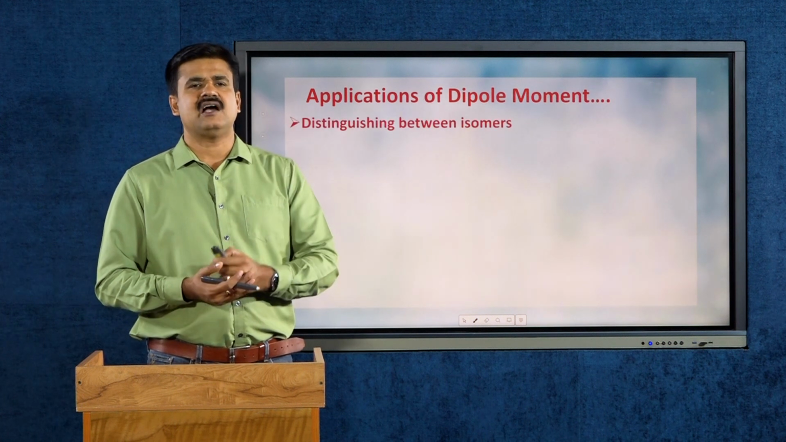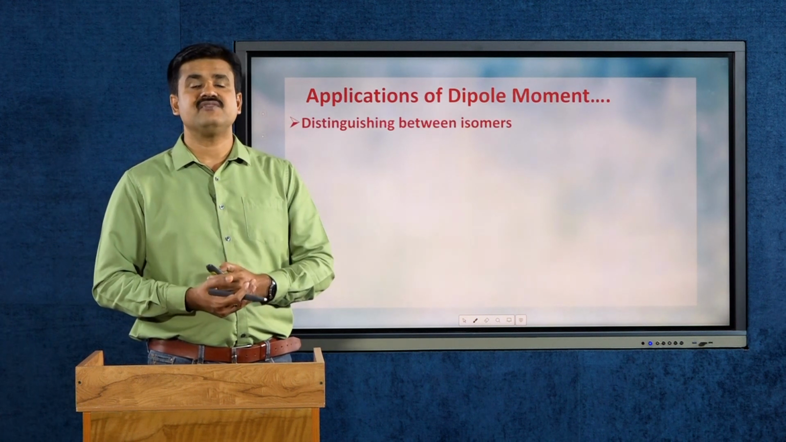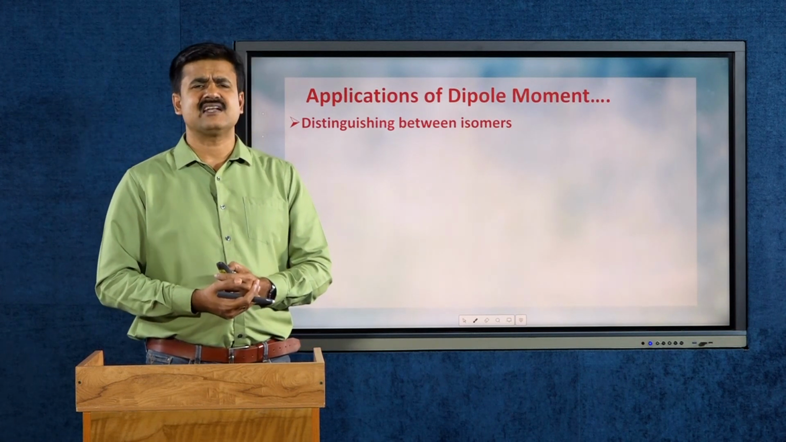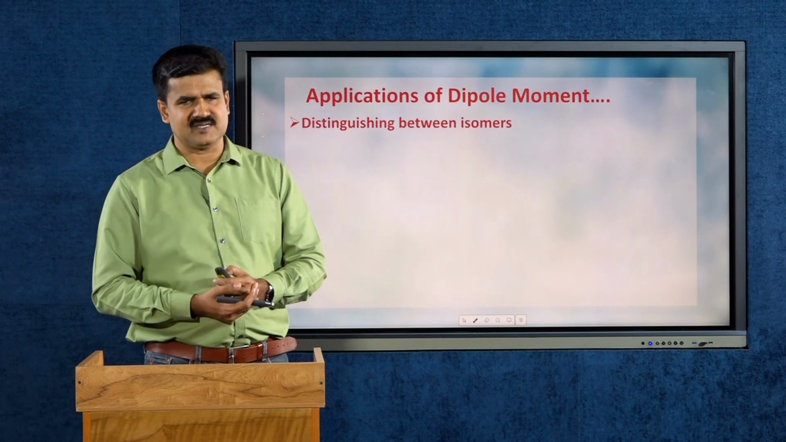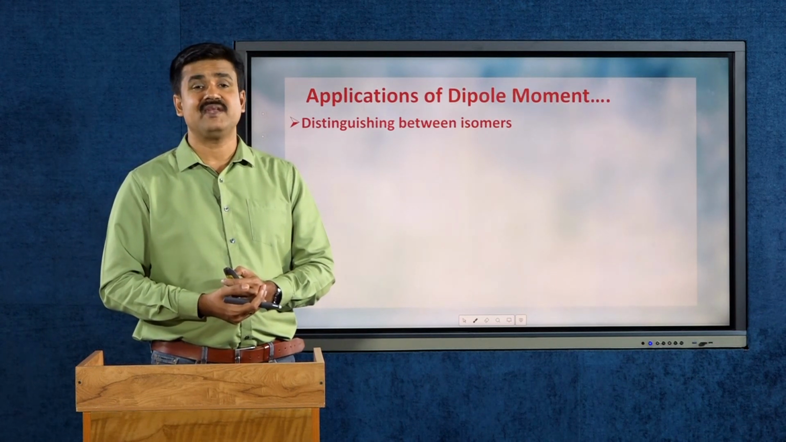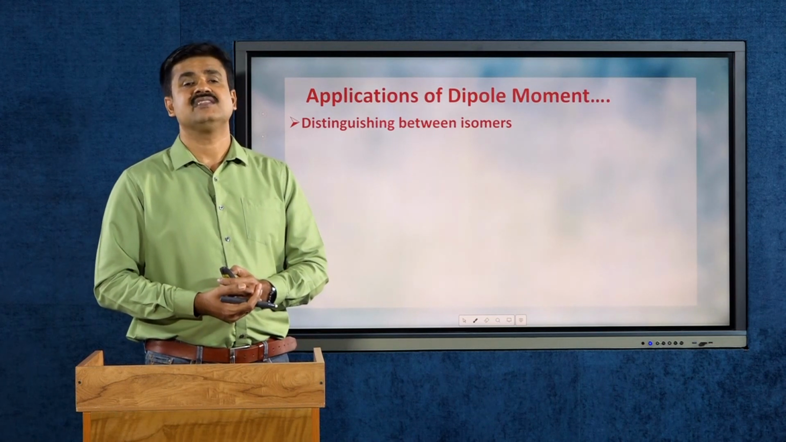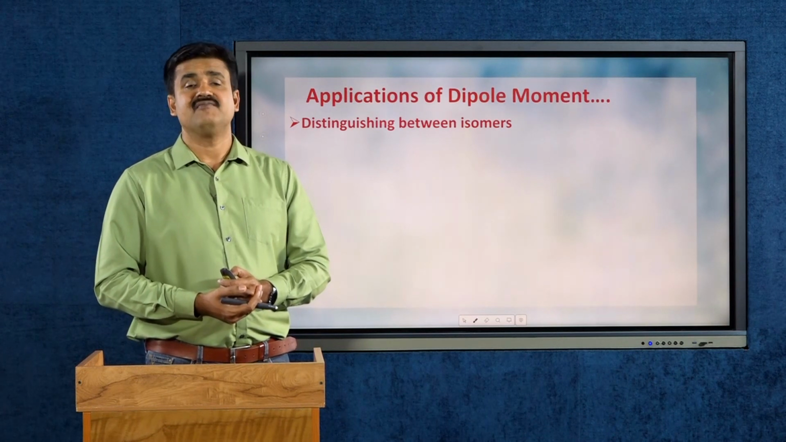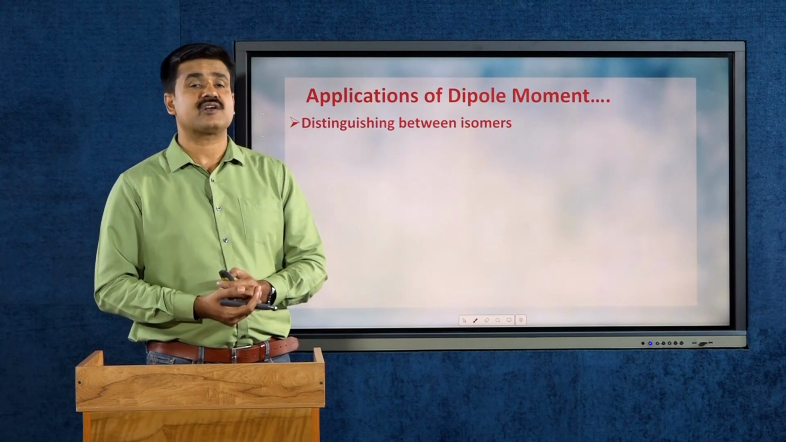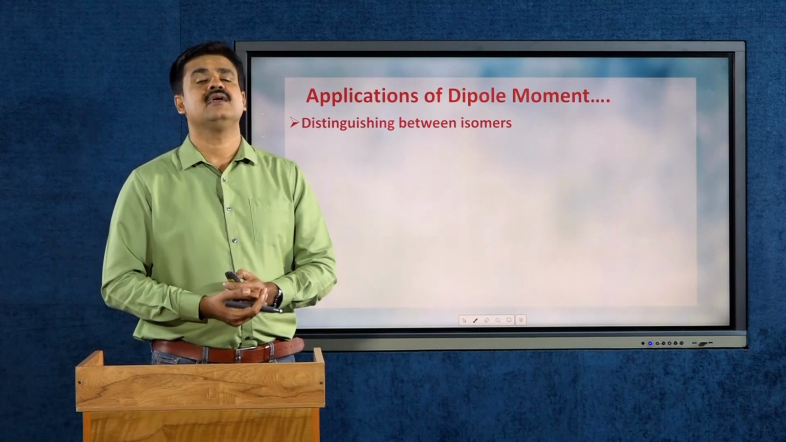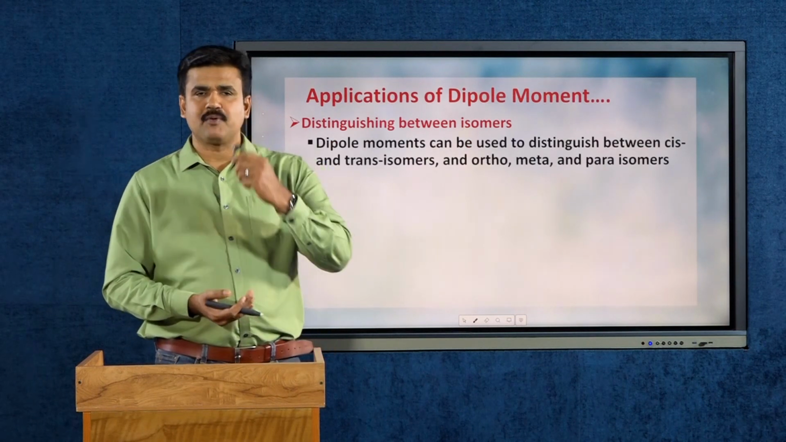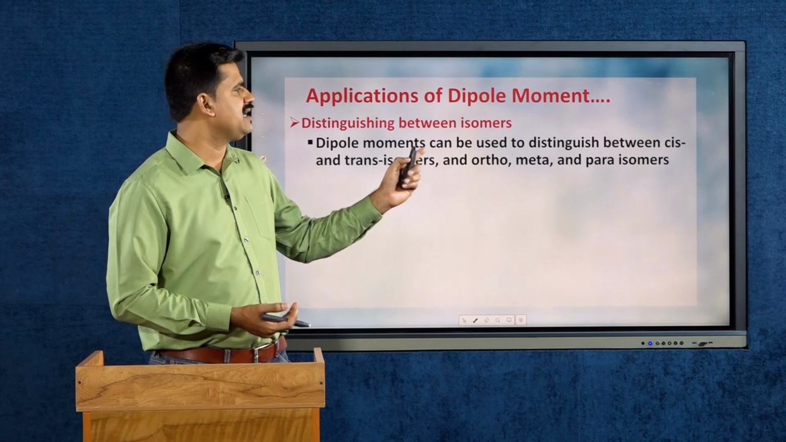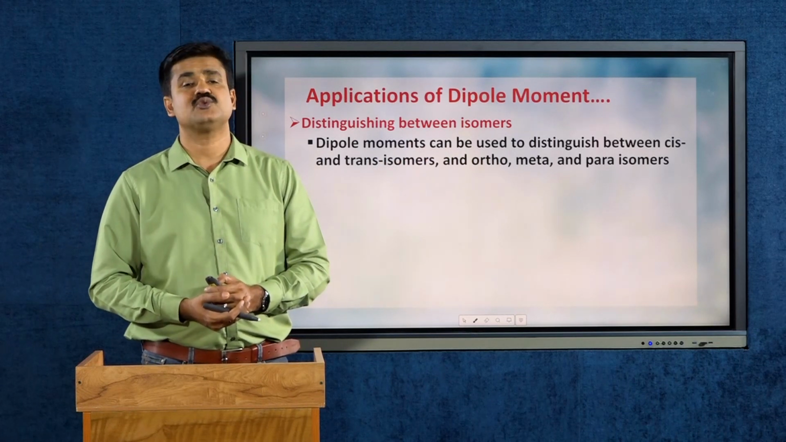Now, another application is distinguishing between isomers. You are familiar with the fact that in organic chemistry there are cis isomers and trans isomers. Measurement of dipole moment enables determination of isomerism, determination of the stereoisomers. We can determine whether the compound is in cis form or trans form. Dipole moments can be used to distinguish between cis and trans isomers, and ortho, meta and para isomers in substituted benzenes.